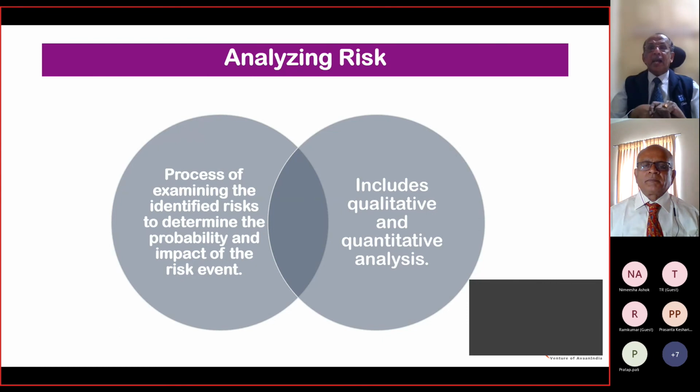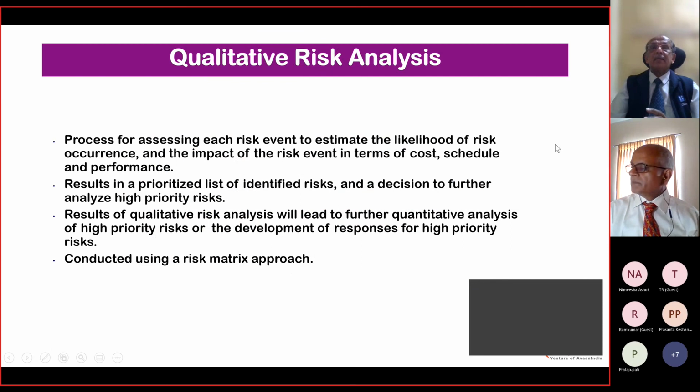Right. It includes qualitative and quantitative analysis. So the risk has to be looked at, like what we have just seen, from both angles, qualitative as well as quantitative analysis. Qualitative risk analysis is the process of assessing each risk event to estimate the likelihood of risk occurrence and the impact of the risk event in terms of cost, schedule, and performance.